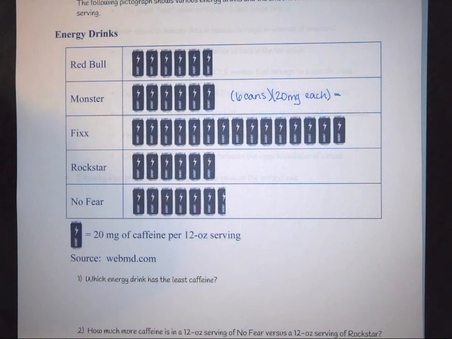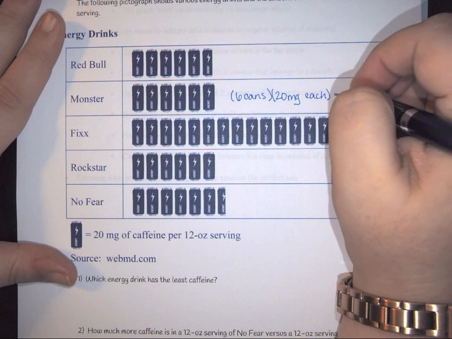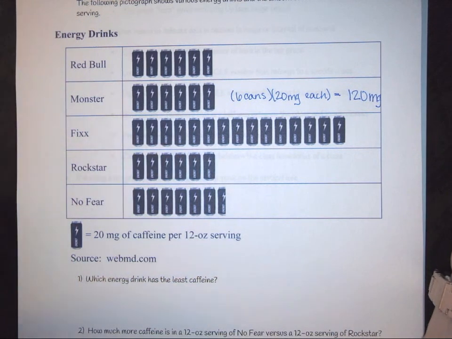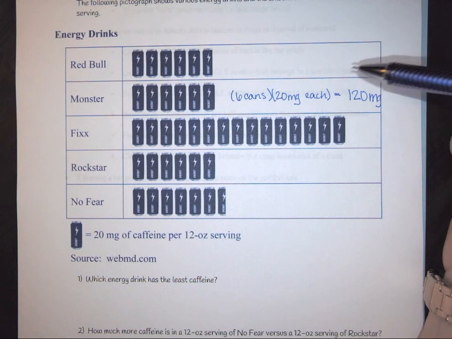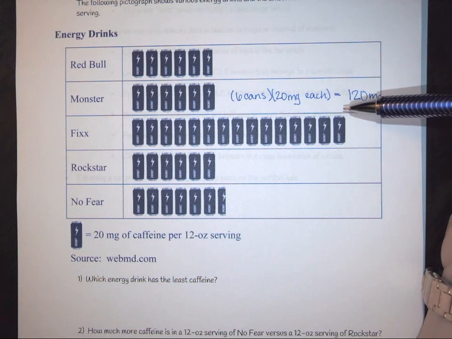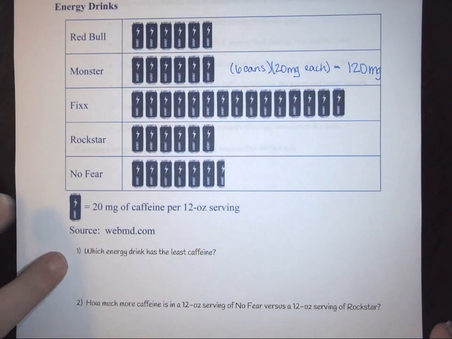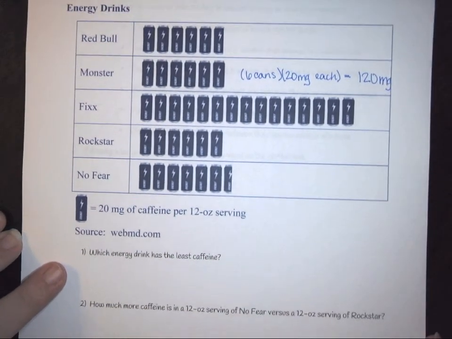So here I would have 6 times 20, which is 120 milligrams total. So this would give me 120 milligrams of caffeine total in all of those cans. Okay, so that's just an example. Now again, here we have to be able to use our questions to answer.